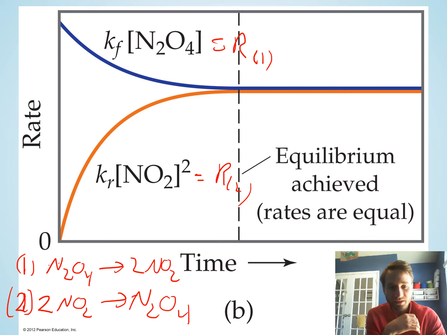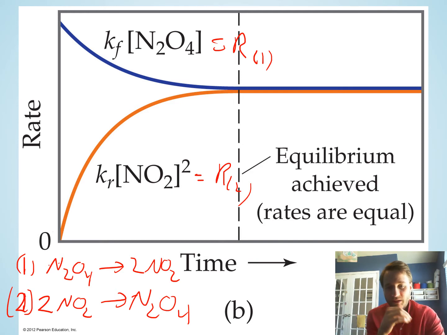But as the reaction goes, I build up a concentration of NO2s. Those NO2s will bounce around and potentially react with each other to form N2O4. There's some rate at which those NO2s hit each other to form N2O4, but then N2O4 is still continuing to decompose into NO2.